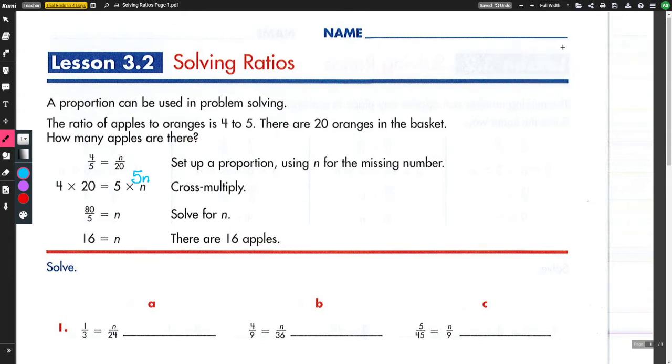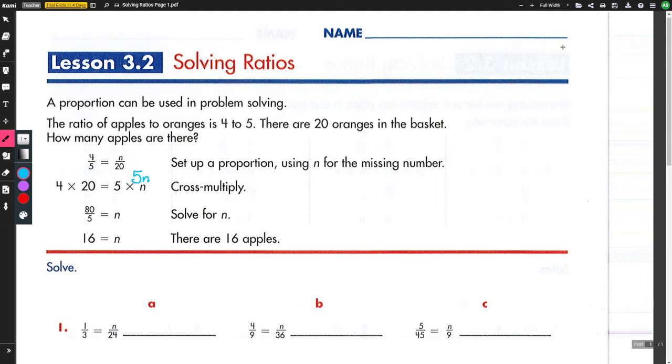Next up we have 4 times 20, which is 80. We do the inverse or opposite operation of multiplication, which is division. Remember that any fraction is basically a division problem. So this is just saying 80 divided by 5. We solve that: 80 divided by 5 is 16.